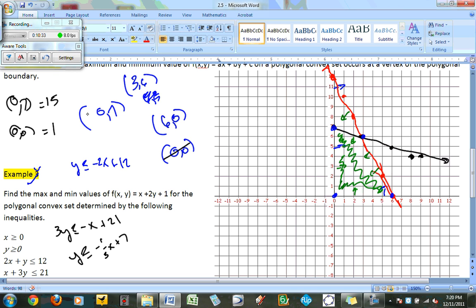So these guys are done. When I plug 6, 0 in, 6 plus 2 times 0, because 0 is my y, plus 1 is 7. So 6, 0 is 7. And then we have one last one, 3, 6. So I would have 3 plus 12 plus 1. 3 plus 12 is 15, 16. So when I plug 3, 6 in, I get 16. So my maximum value is at 3, 6. I would write maximum here. And my minimum looks like it's at 0, 0.